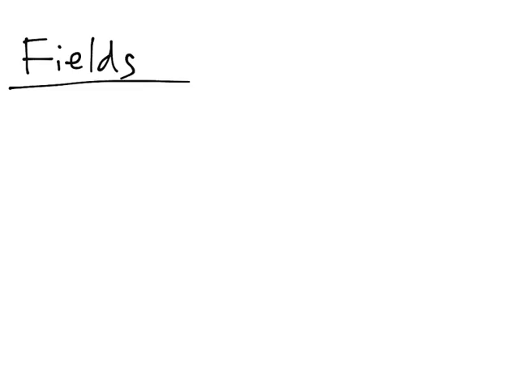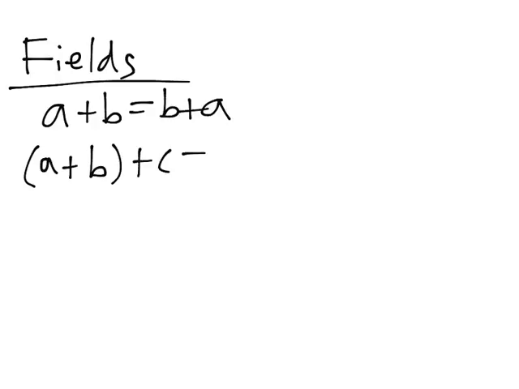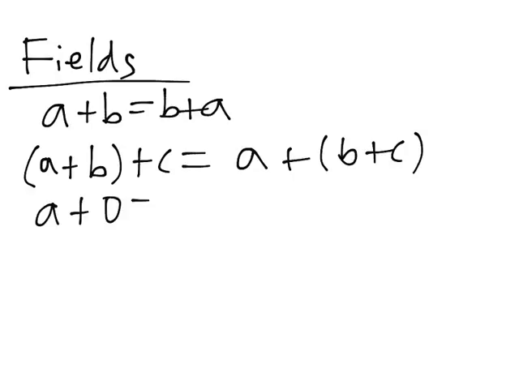Finally, a very cool property of the real numbers is that it's a field. What it means for it to be a field is that there's two operations, in this case addition and multiplication, and both of these operations satisfy the four properties you're probably already familiar with. That is commutativity, a plus b is equal to b plus a, associativity, (a plus b) plus c is equal to a plus (b plus c), identity, so a plus 0 is equal to a, and inverses, a plus minus a equals 0.